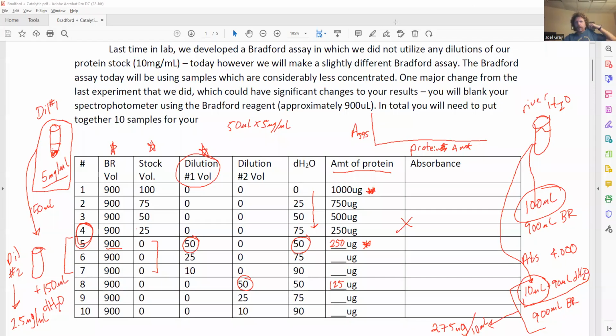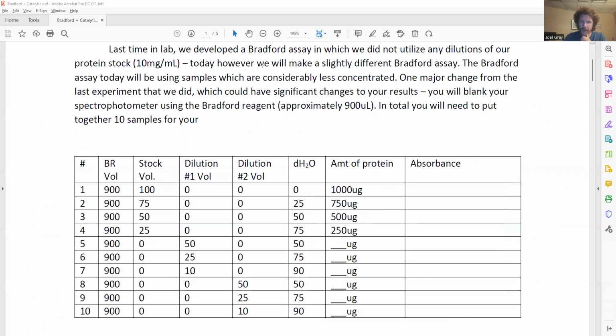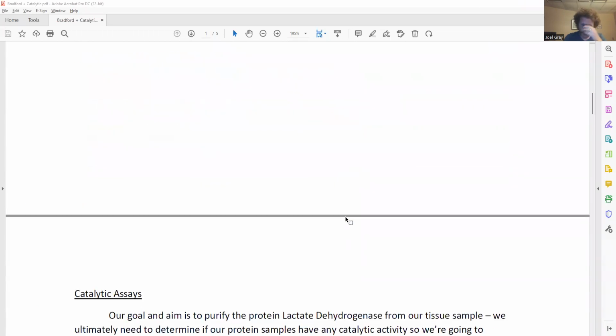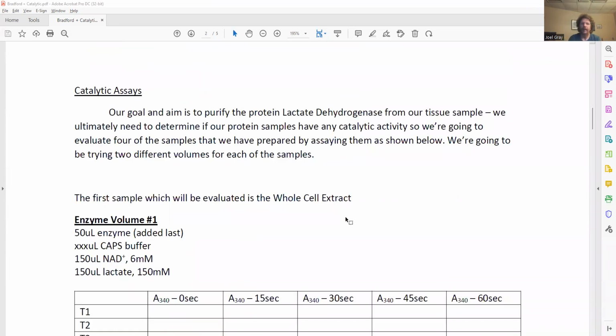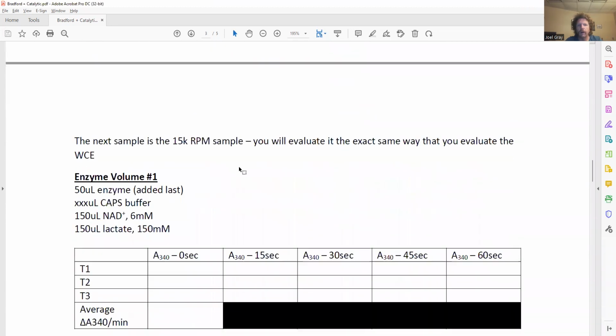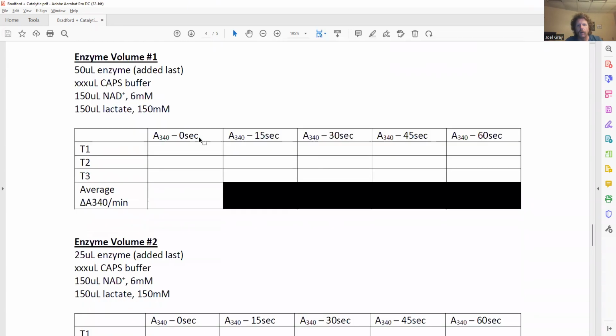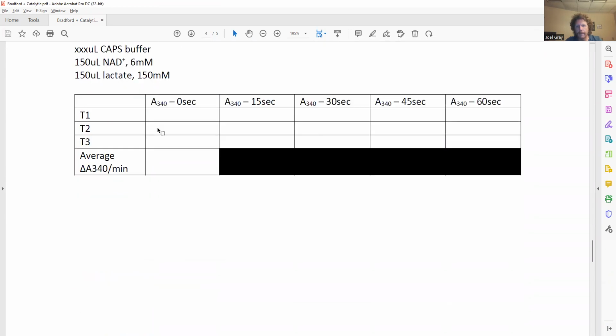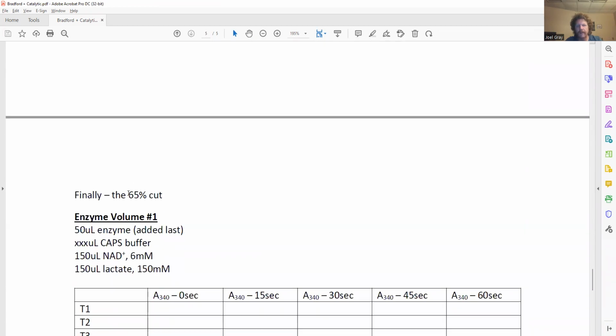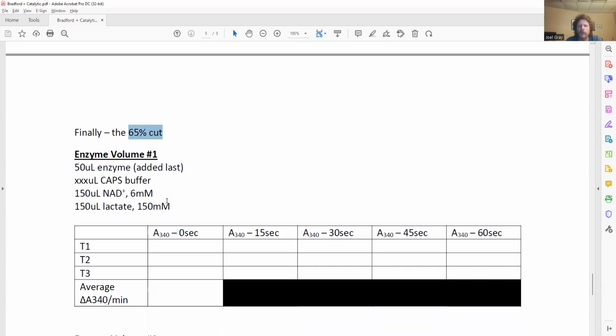All right, so that's the first part of our experiment. The next part of our experiment is going to be doing catalytic assays. For our catalytic assay, we have a total of 4 samples that we're going to be evaluating. We have our whole cell extract, our 15,000 RPM sample, our 40% cut, and then our 65% cut. Sorry, that's our pellet, our last one.